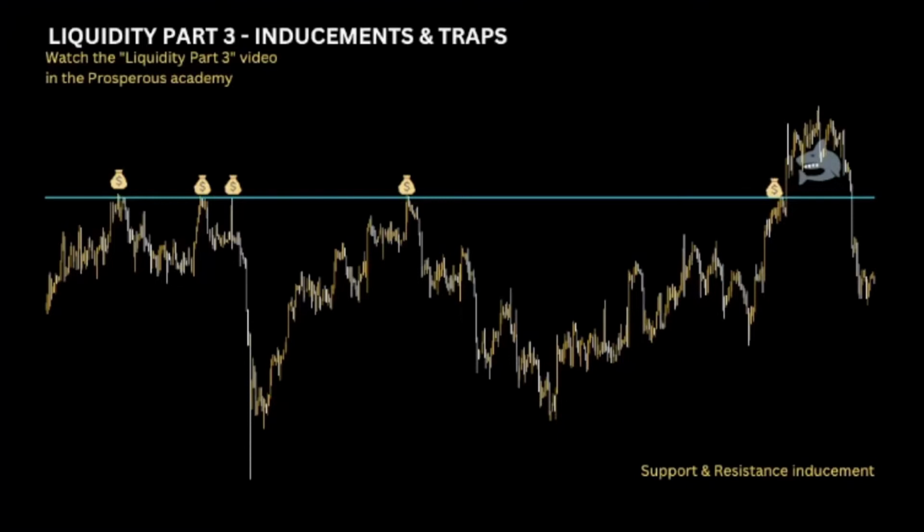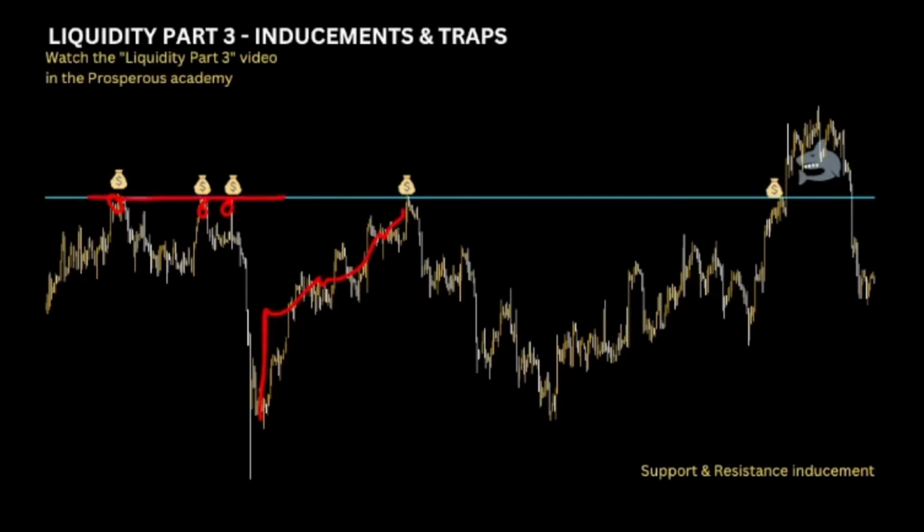Let's look at it. Support and resistance inducement. Let's start with that. That is the most classic and the most usual for retail traders to get stopped out on. So the blue line represents our resistance level. And when we have hit it 1 time, 2 times, 3 times, the 4th time the market is coming up here, what are we going to think? This is a super solid resistance zone.